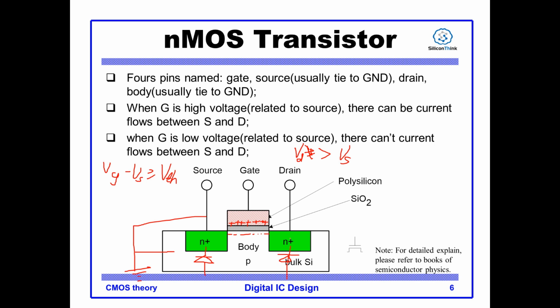As you can see in the figure, the NMOS body is p-type, while the source and drain are n-type with a plus. This plus means they are heavily doped, so the body is lightly doped.